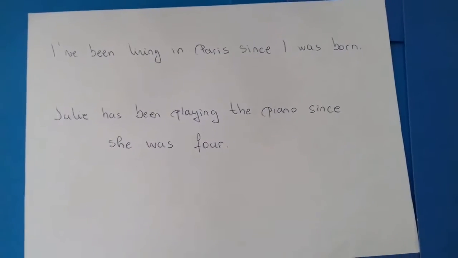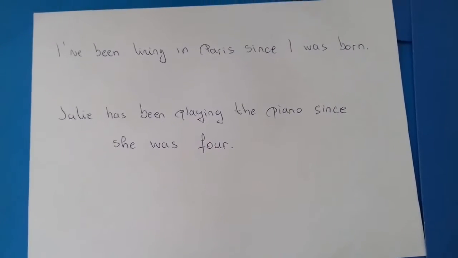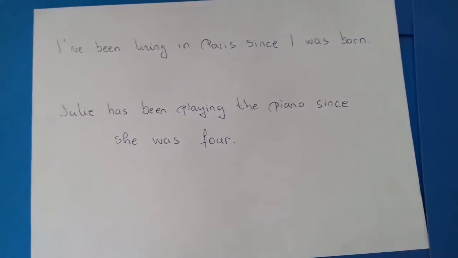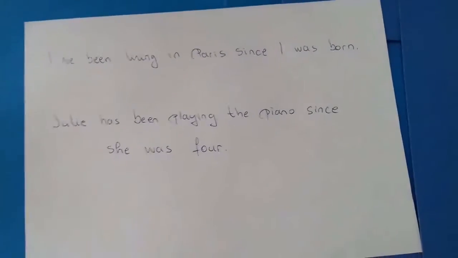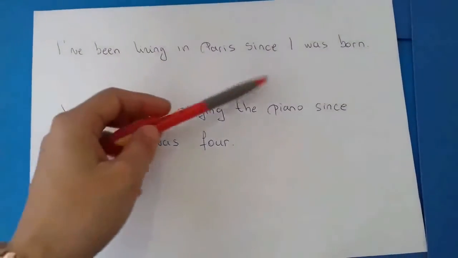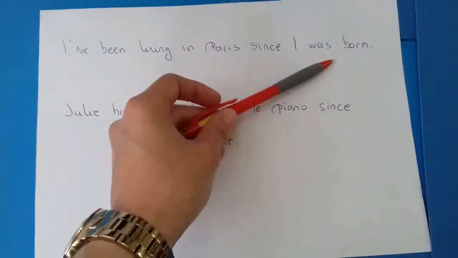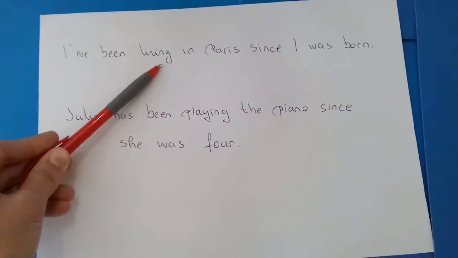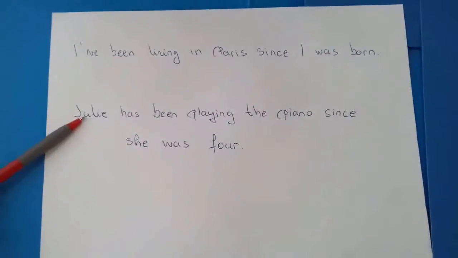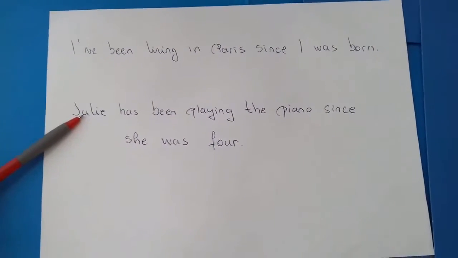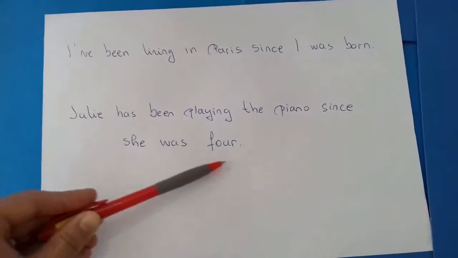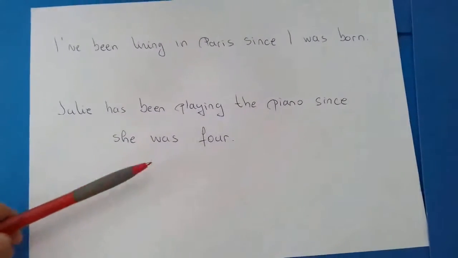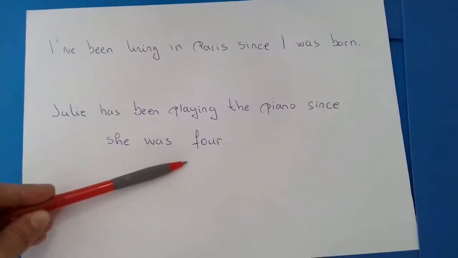And we also use the present perfect continuous tense to talk about actions that started in the past and are still continuing. So, I've been living in Paris since I was born. That means I'm still living in Paris. The second example is Julie has been playing the piano since she was 4. That means she's still playing the piano. She didn't stop, she's still playing it.